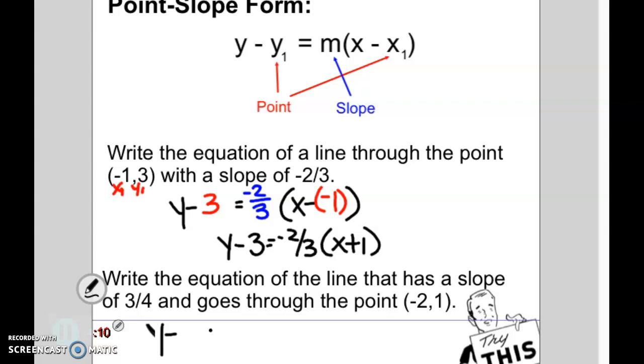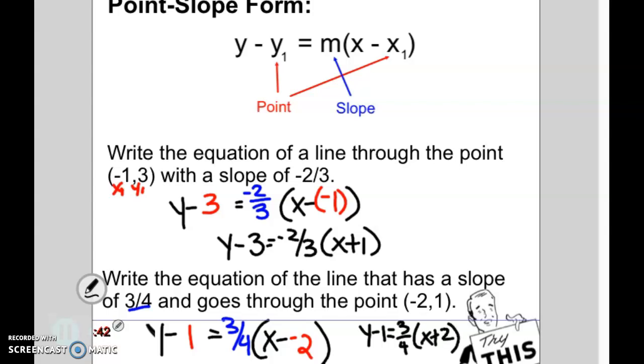Y subtract something equals, and x subtract something. So this is like your set form. Right. Let's go ahead and find the slope. It's 3/4, so that goes in front of the parentheses. And then your point. X1 is negative 2, Y1 is 1. Right? We want to convert that without subtracting a negative to make it look a little bit nicer. It would be Y minus 1 equals 3/4 X plus 2.